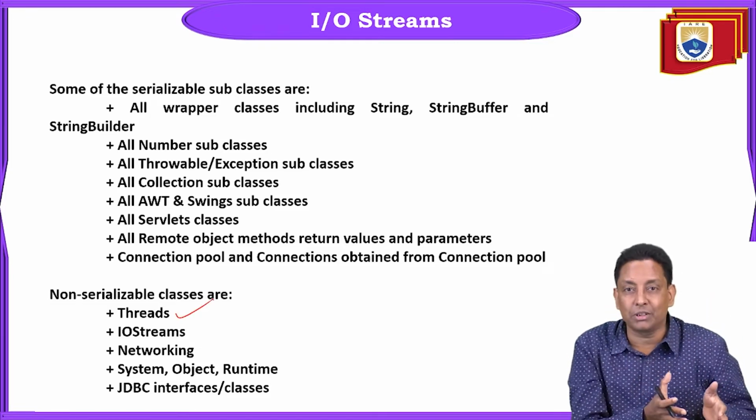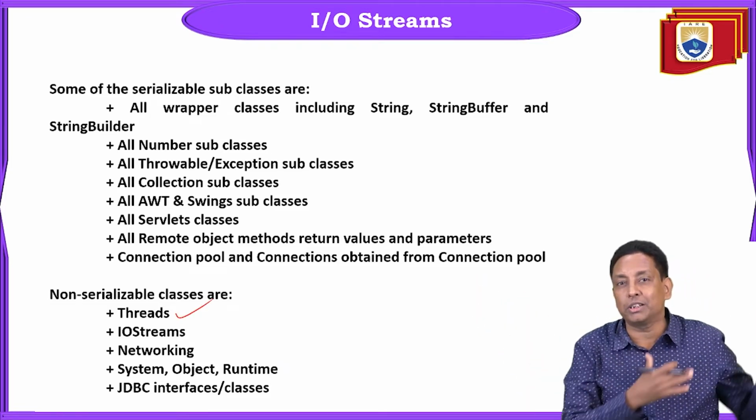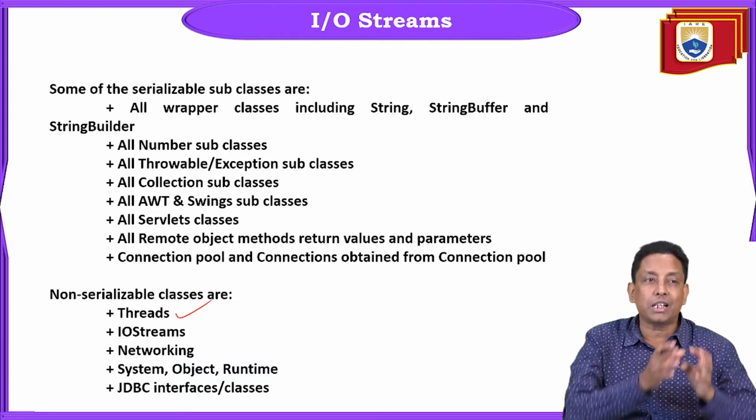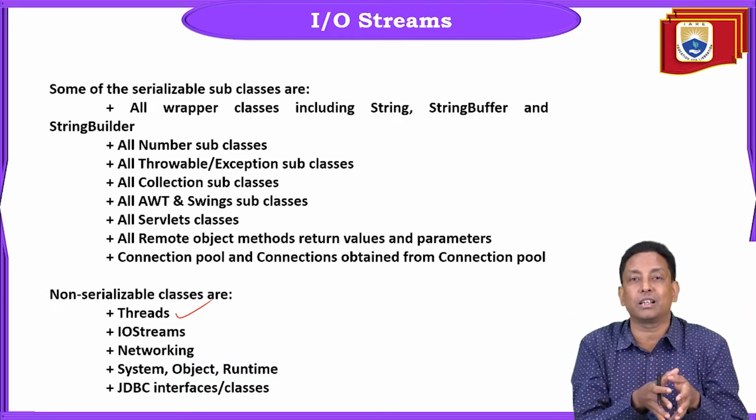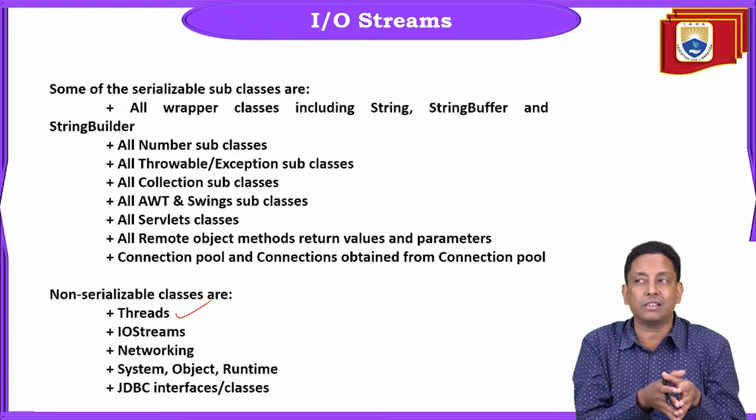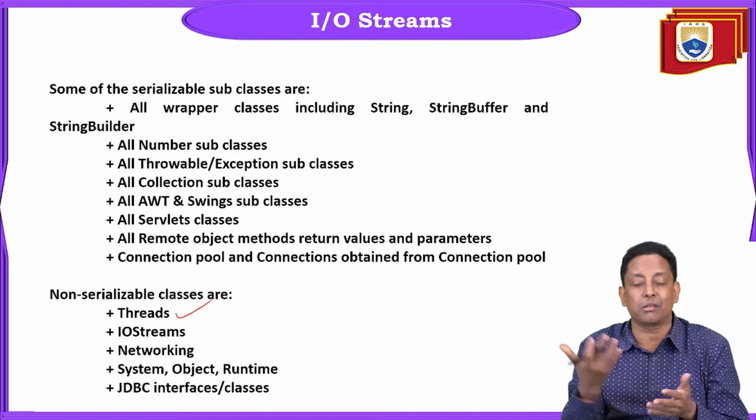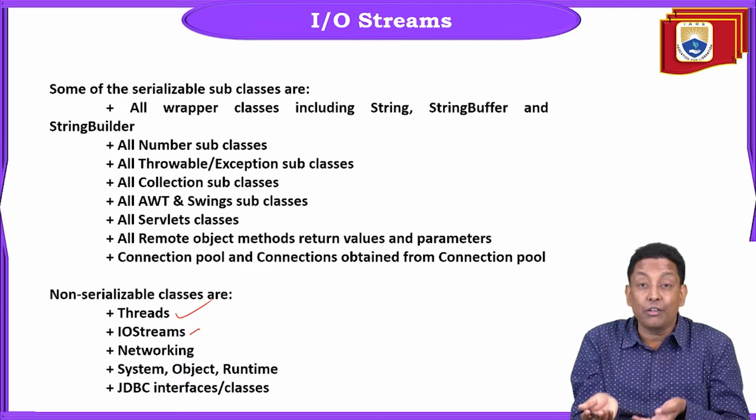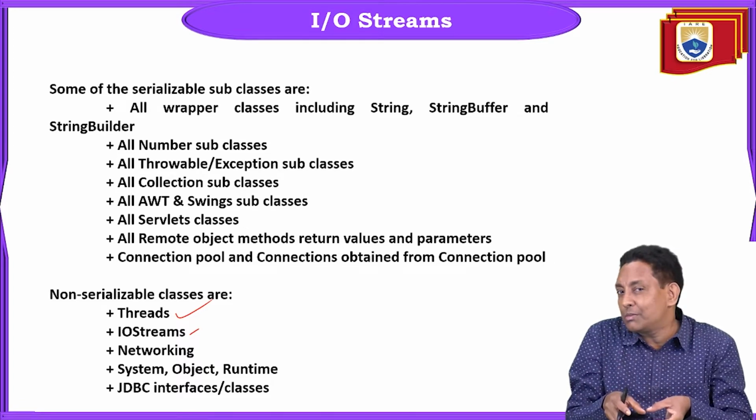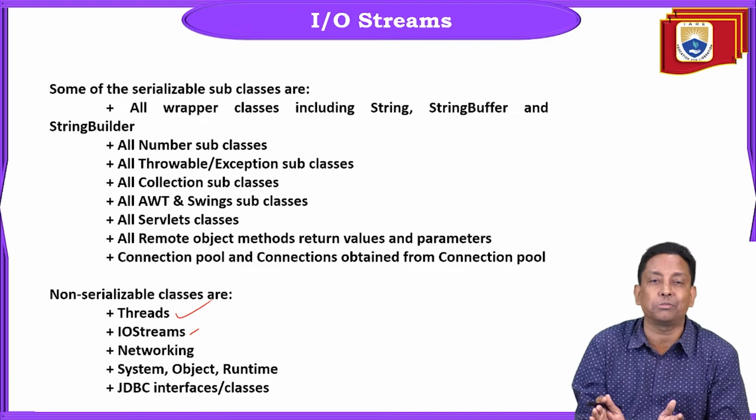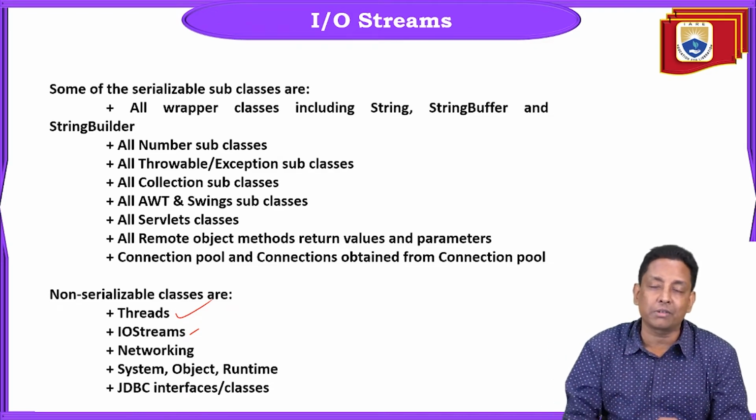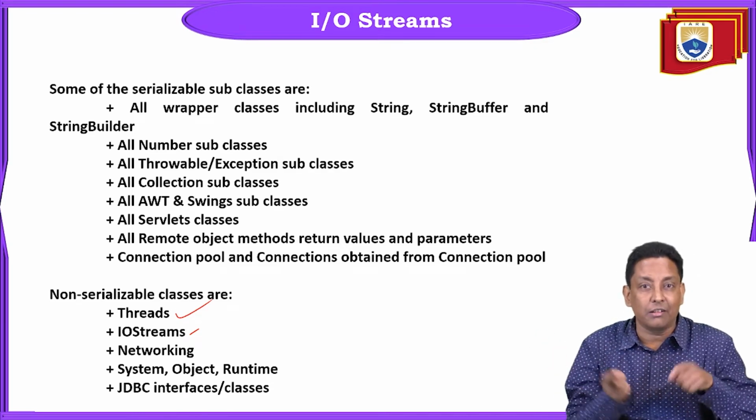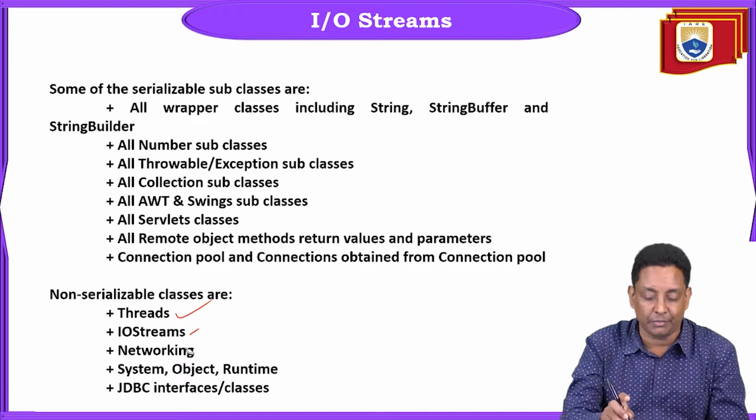Threads only run on one machine. Their state doesn't move from one machine to another, right? A thread runs multiple methods on one single system, so its state need not be moved from one machine to another. Thread need not be serializable. IO streams: classes like ObjectOutputStream and ObjectInputStream make object serialization possible. But input and output stream classes do writing and reading, so they need not be serializable.